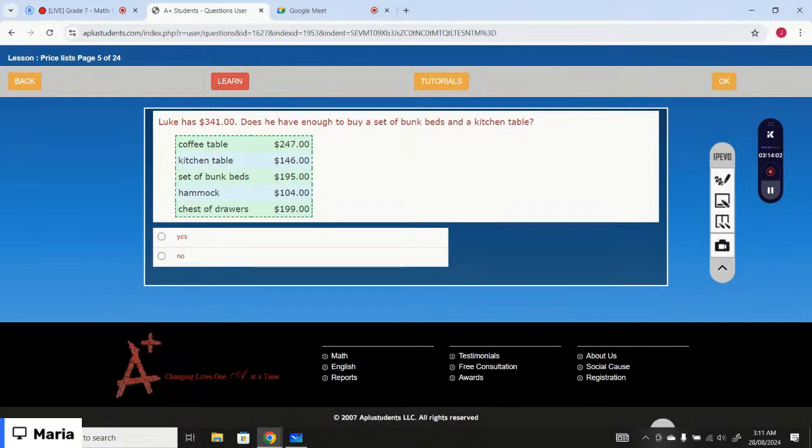The bunk bed costs $195 and the kitchen table costs $146. Just add the prices and see if he has enough money. That is 195 plus 146. Together they cost $341, right? And yes, he has $344. So yes, he has enough money to buy them, right?